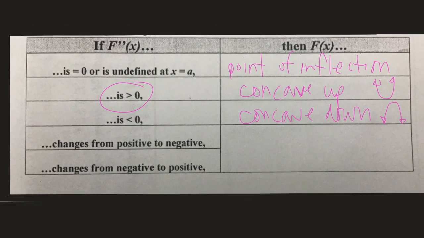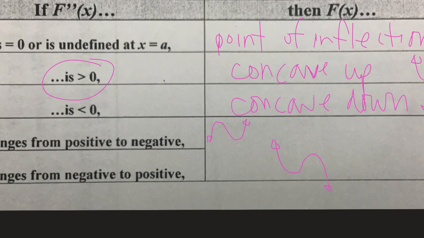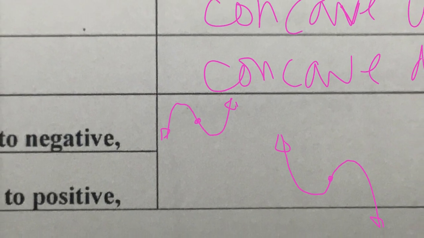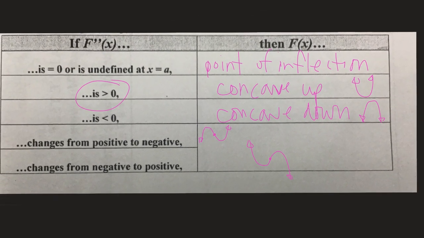And then what happens if your second derivative changes from positive to negative? That means you're changing from concave up to concave down. And if it changes from negative to positive, then it goes from concave down to concave up, just like in our example. This would be the point where it changes. The point of inflection is where your graph changes from concave up to concave down, or from concave down to concave up. That's what the second derivative can tell us about the graph of f.